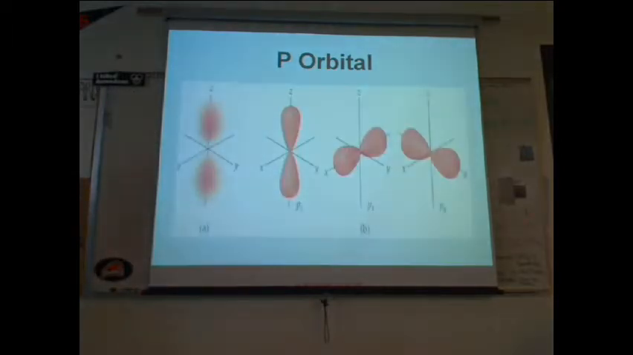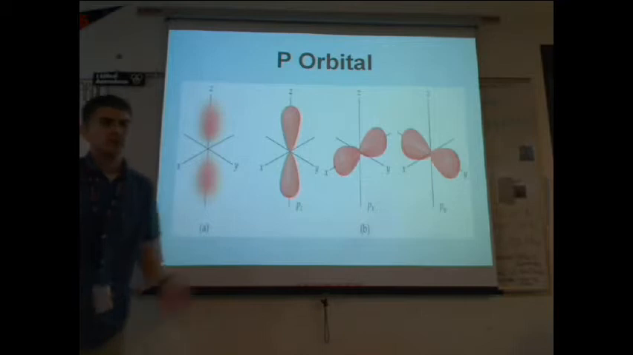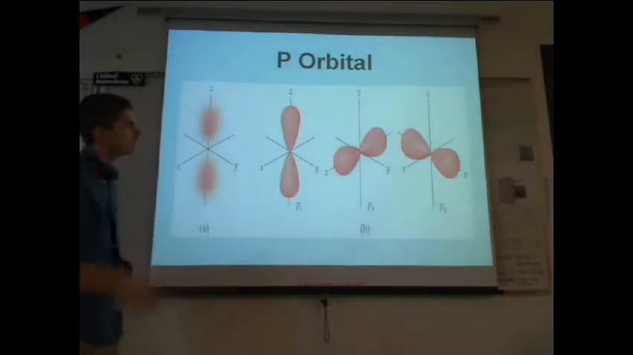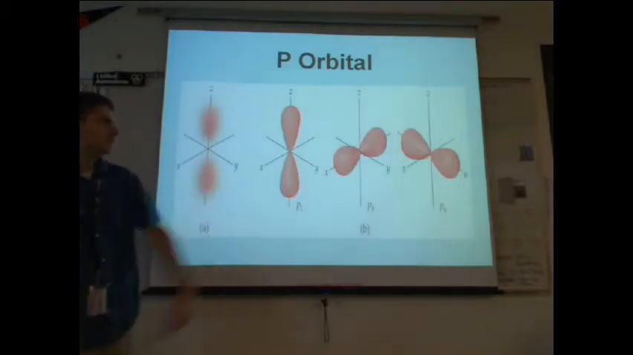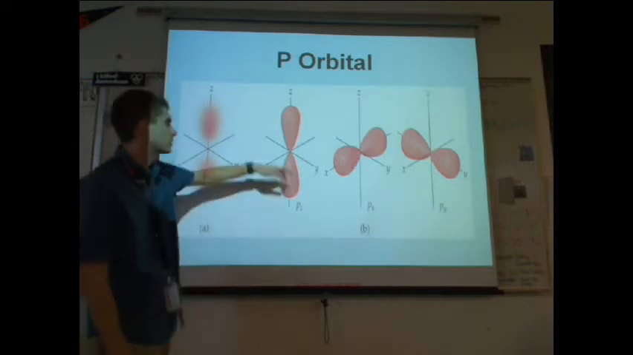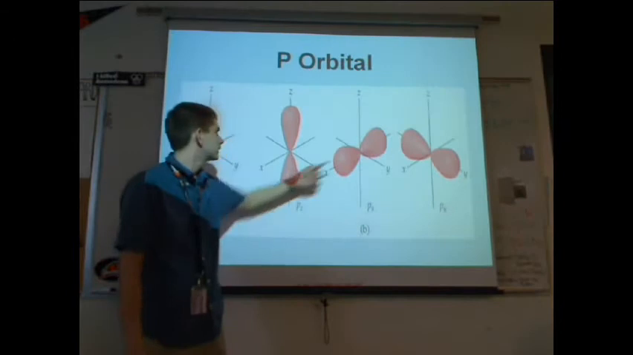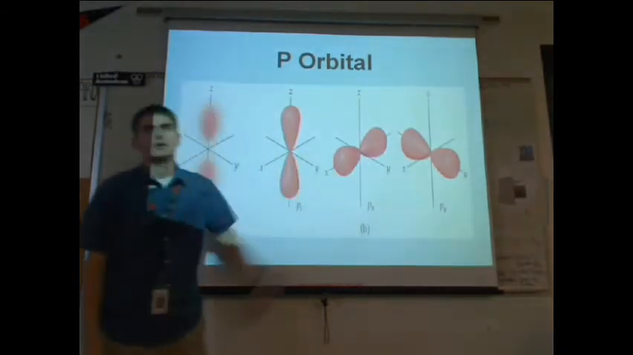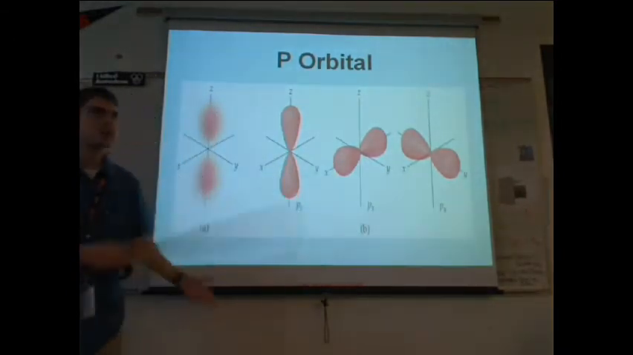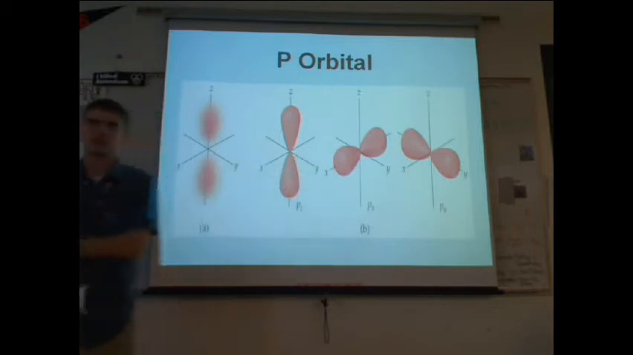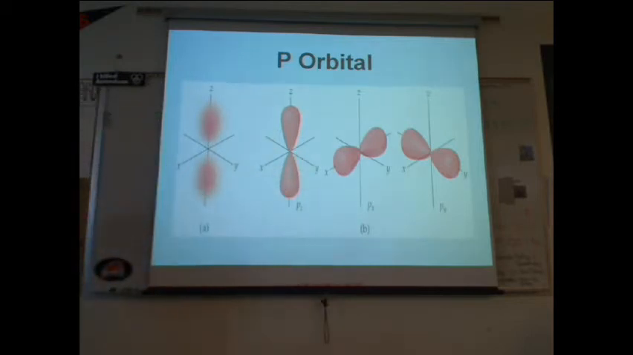And so you see, it's pretty easy. They're little dumbbell shapes. PX, PY, PZ. So PX goes along the x-axis, PY goes along the y-axis, and PZ goes along the z-axis. And each of those can hold 2 electrons for a grand total of 6. And again, this just shows you where the greatest concentration of electrons is at.